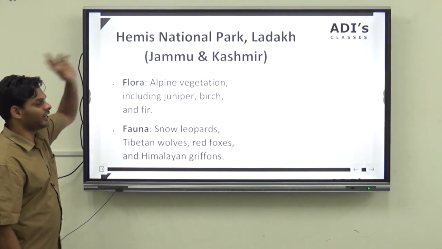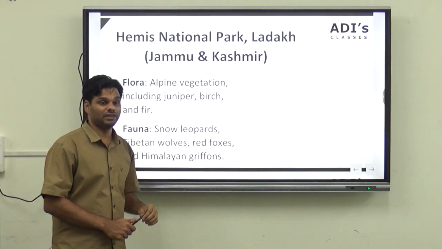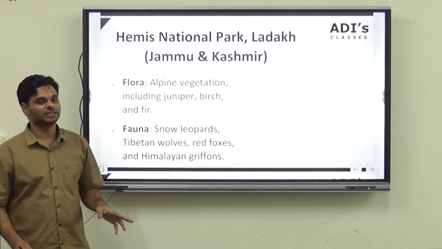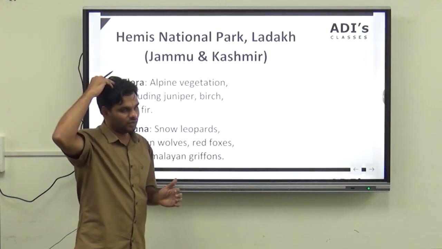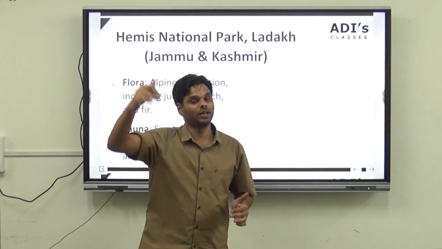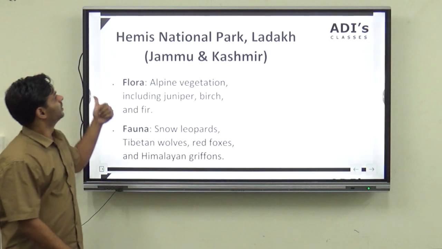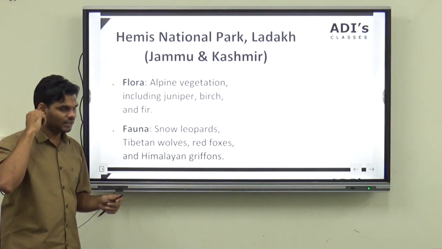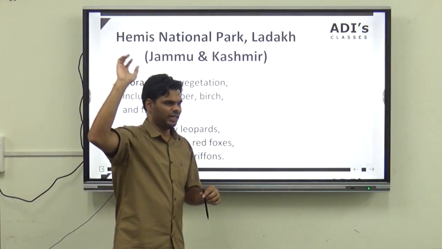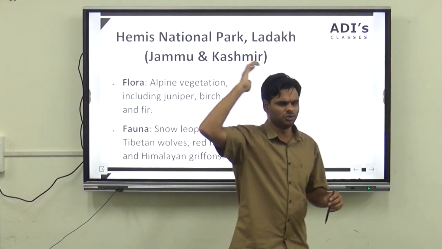Now we are going into alpine vegetation. Alpine vegetation means we go into the Himalayas. We go literally into the Himalayas, and we are talking about Ladakh now. Right? So Hemis National Park is in Ladakh. Do you know that Hemis National Park is huge, right?